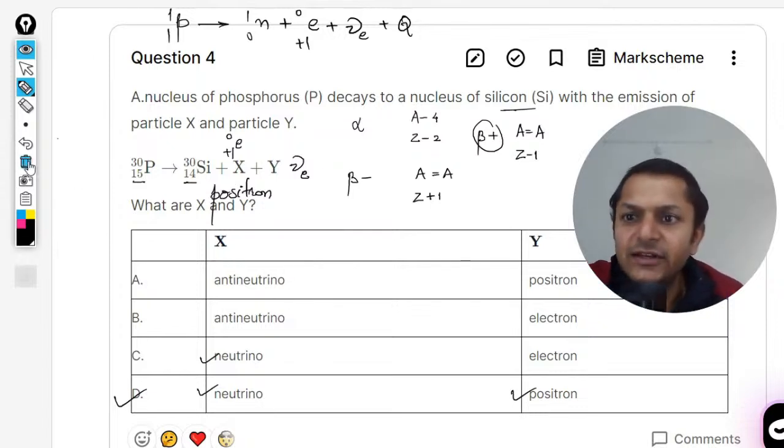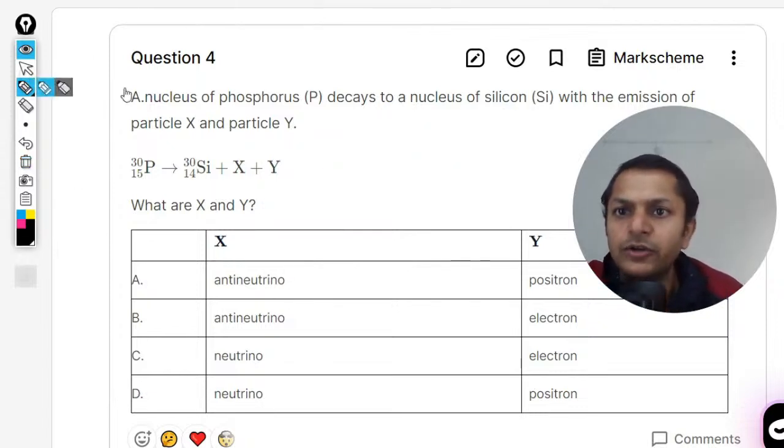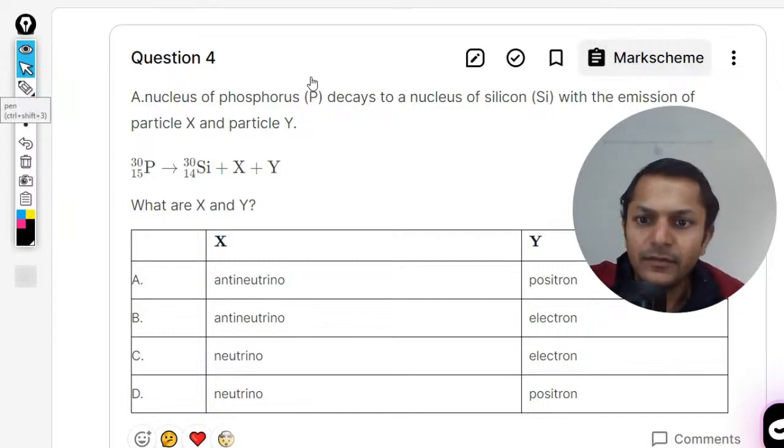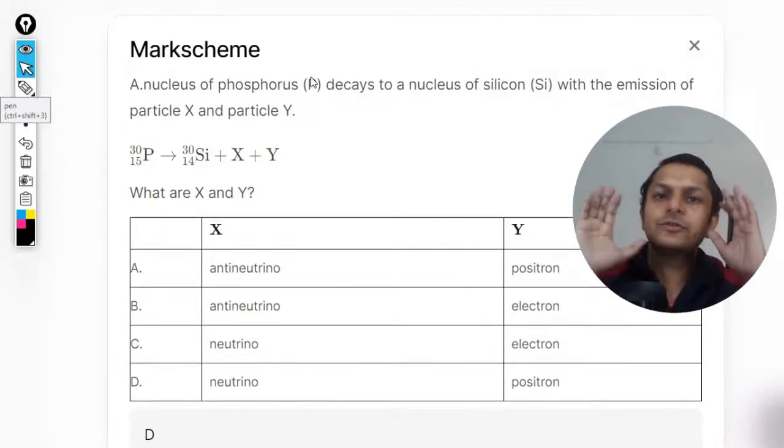Okay, my dear student, let us see what is the answer given in the mark scheme now. According to me, the answer is D. And yes, the answer is given as D.